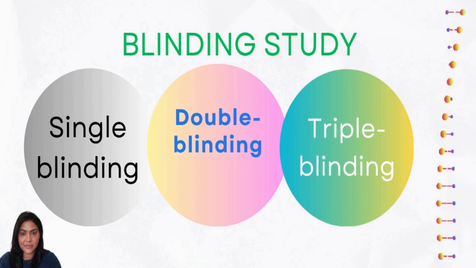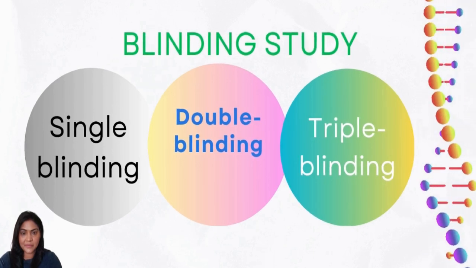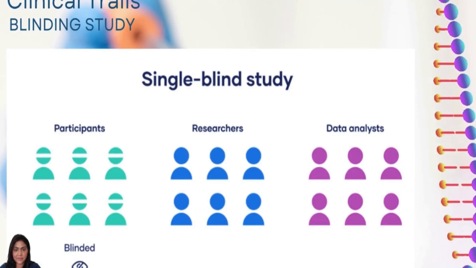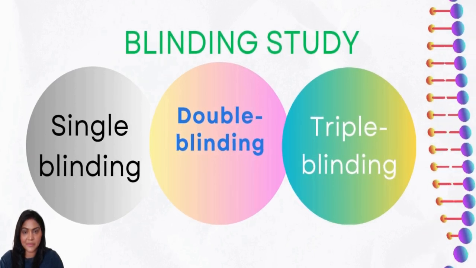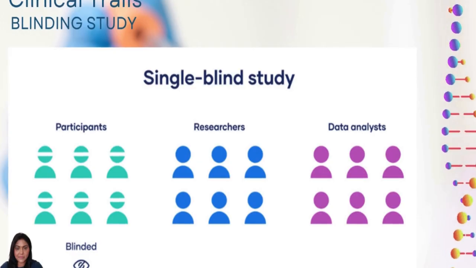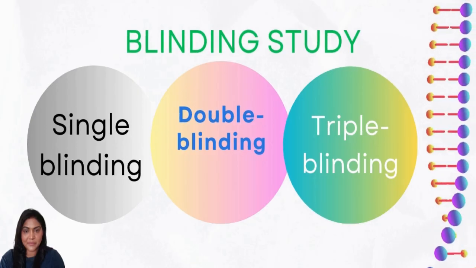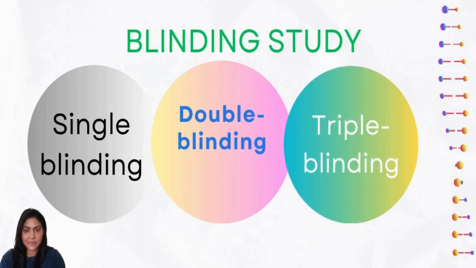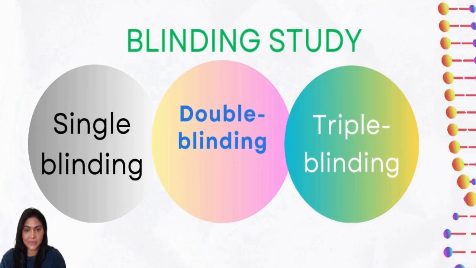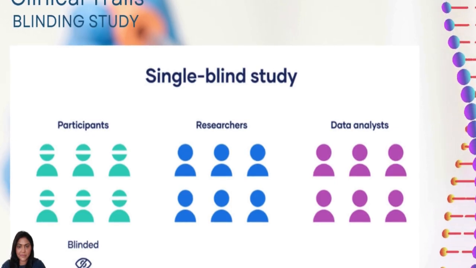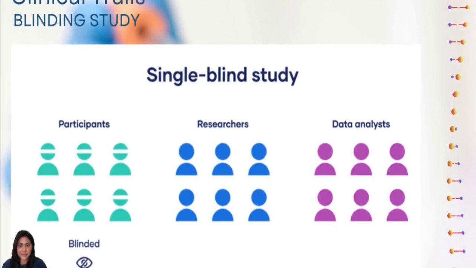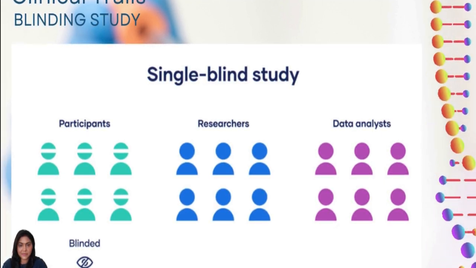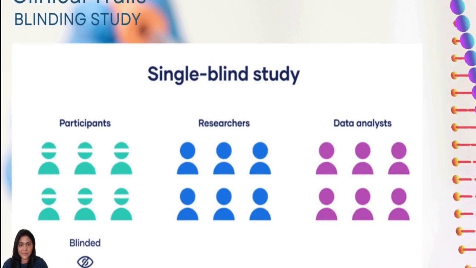Let's understand the different types of blinding. Blinding studies are mainly of three types: single blinding, double blinding, and triple blinding. Single blinding occurs in many different kinds of studies, but double and triple blinding are mainly used in medical research. So, let's discuss single blinding.